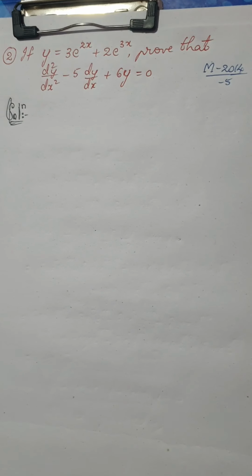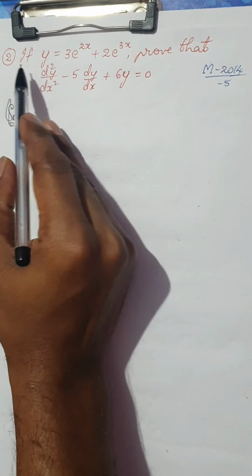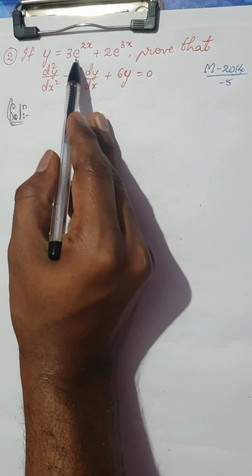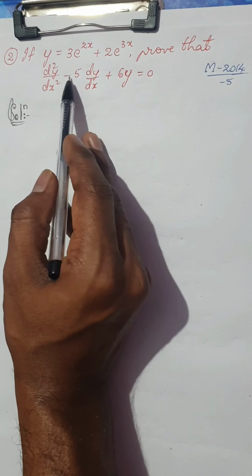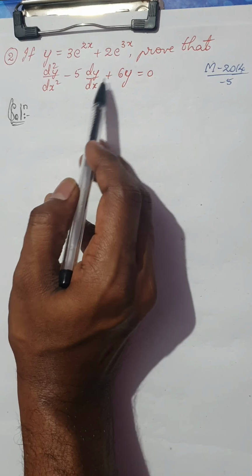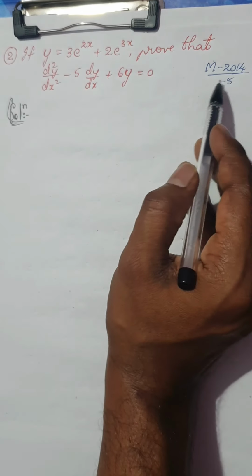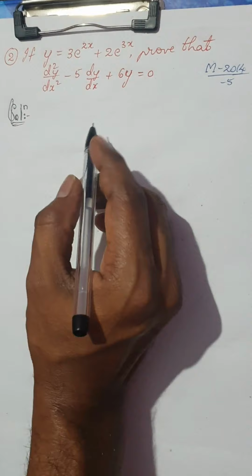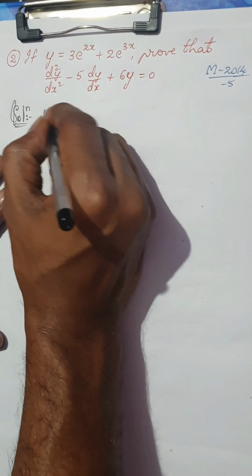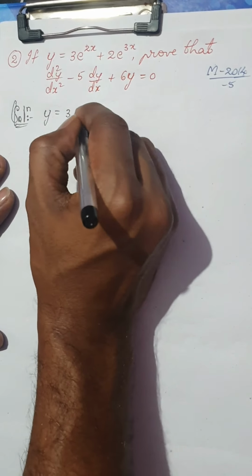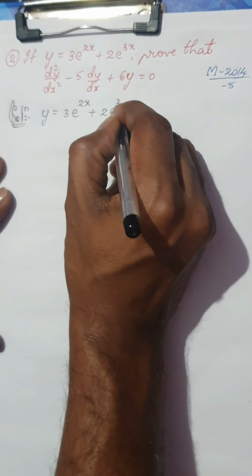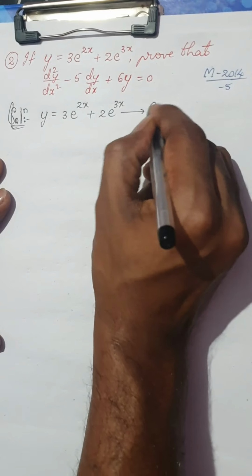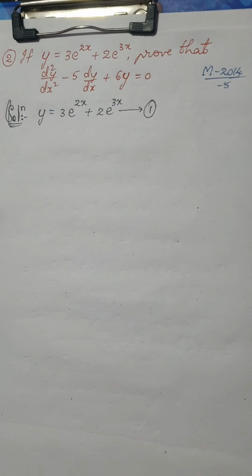Right. Okay, so the next question I have is, if y is equal to 3 e power 2x plus 2 e power 3x, prove that second derivative minus 5 times first derivative plus 6y equals 0. This question was asked in the year 2014 for 5 marks. So let us start the procedure. I have y is equal to 3 into e power 2x plus 2 into e power 3x. Take it as equation 1.